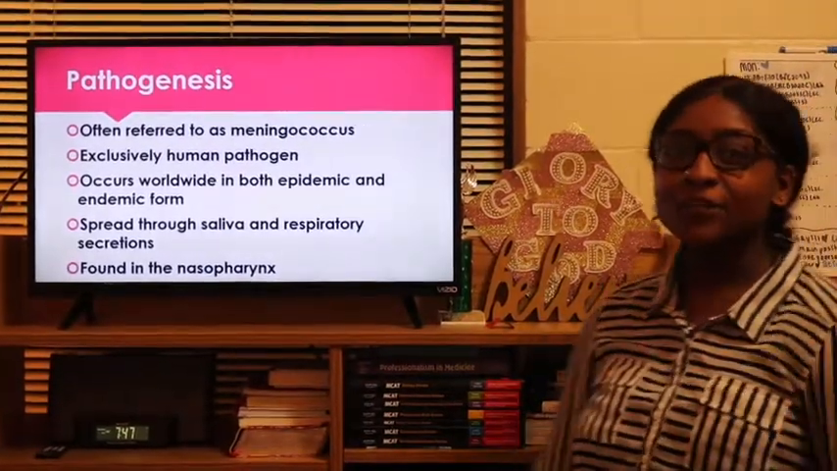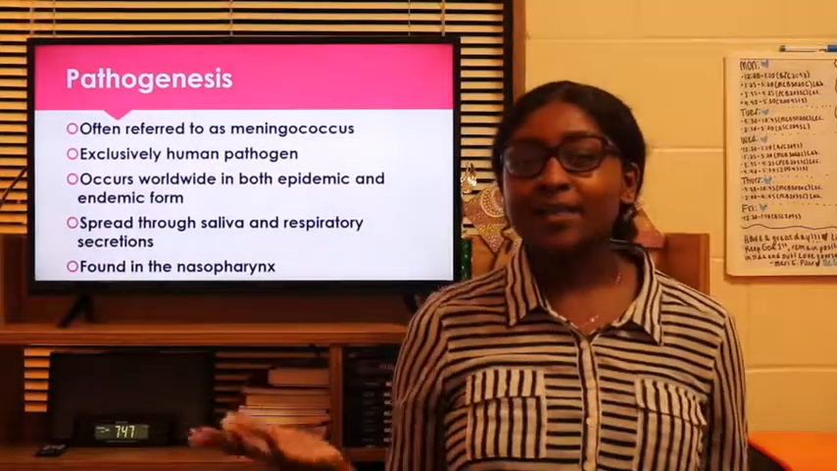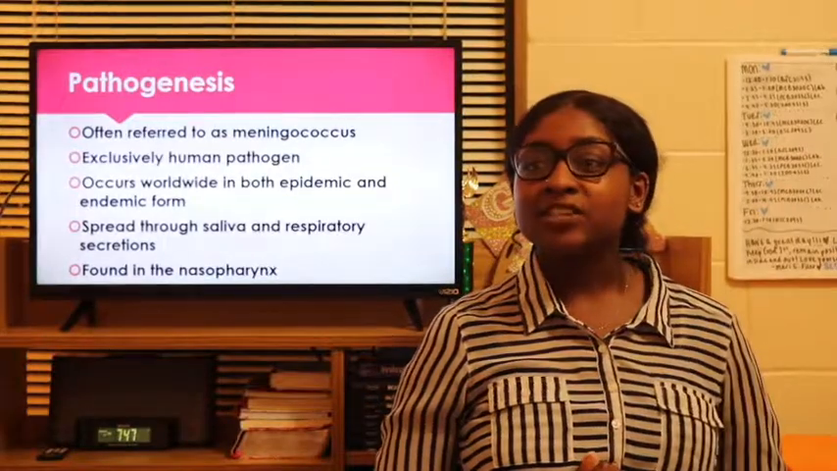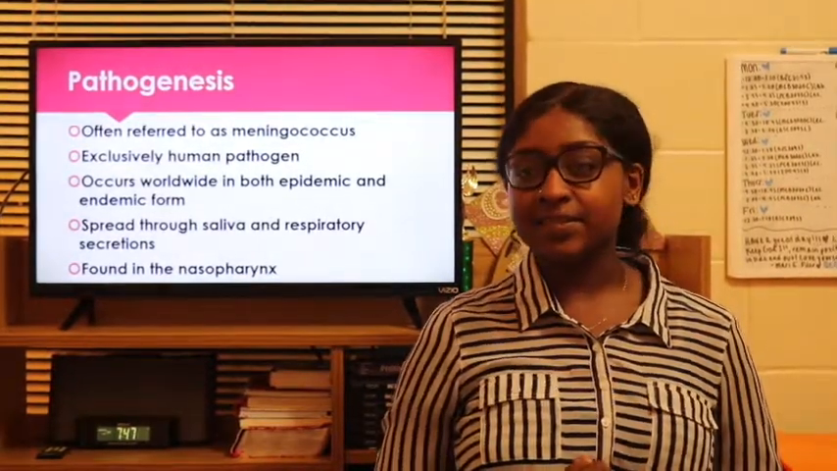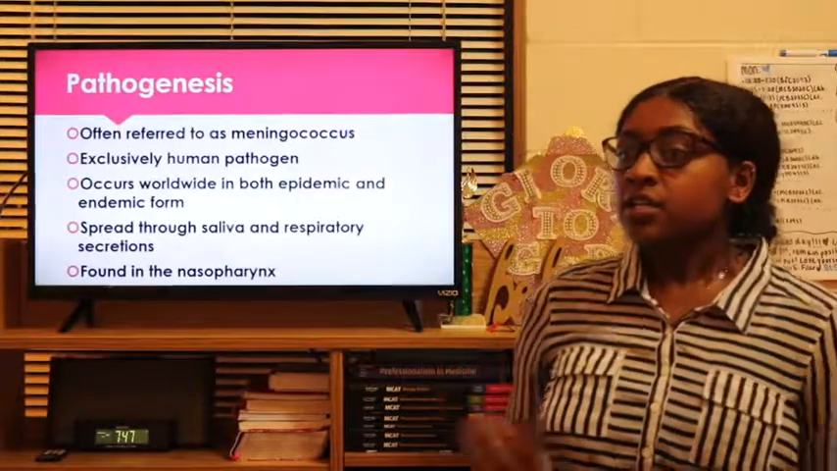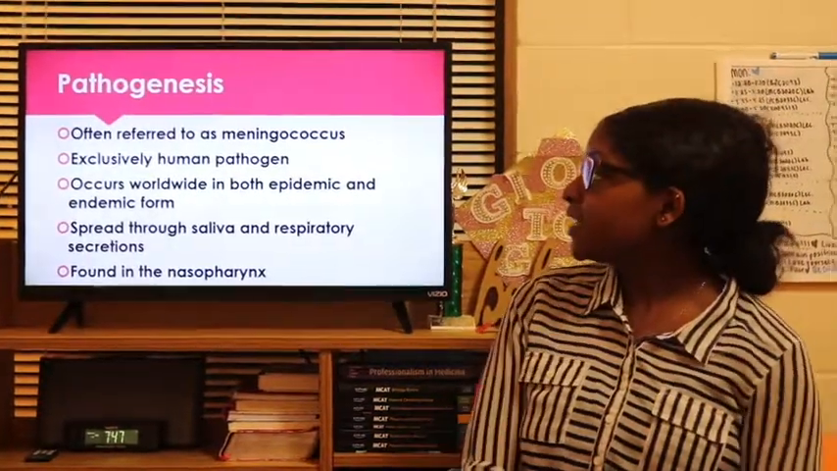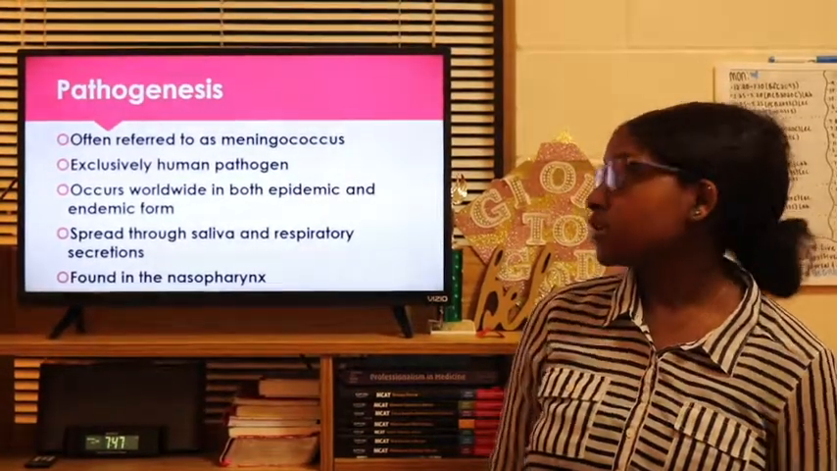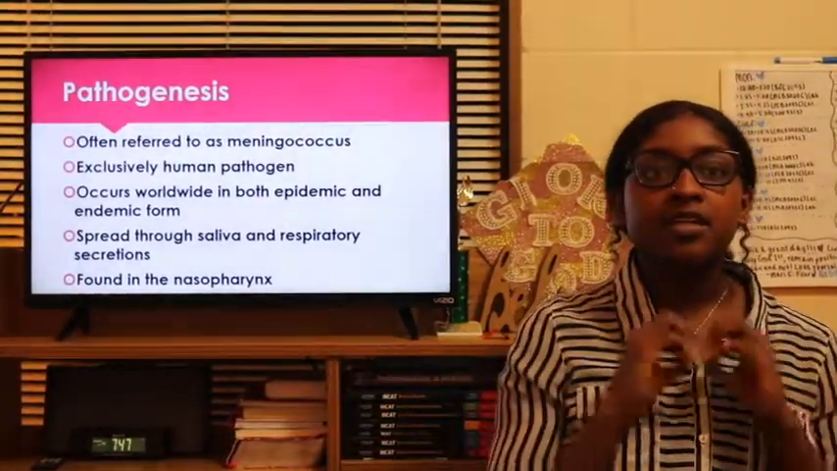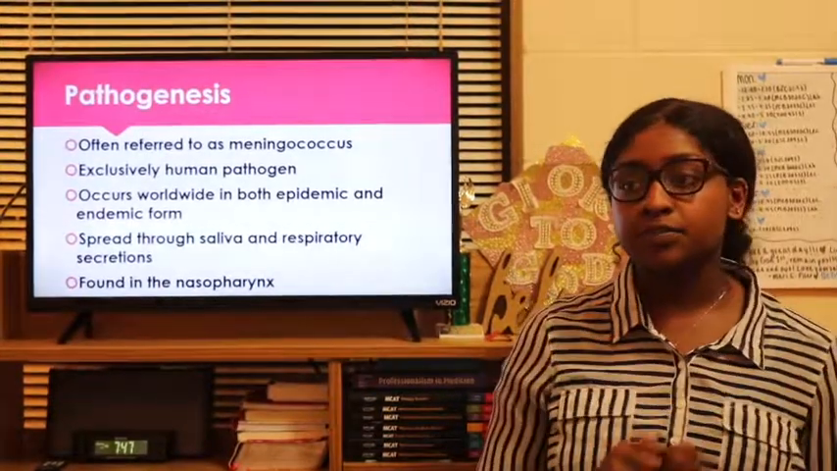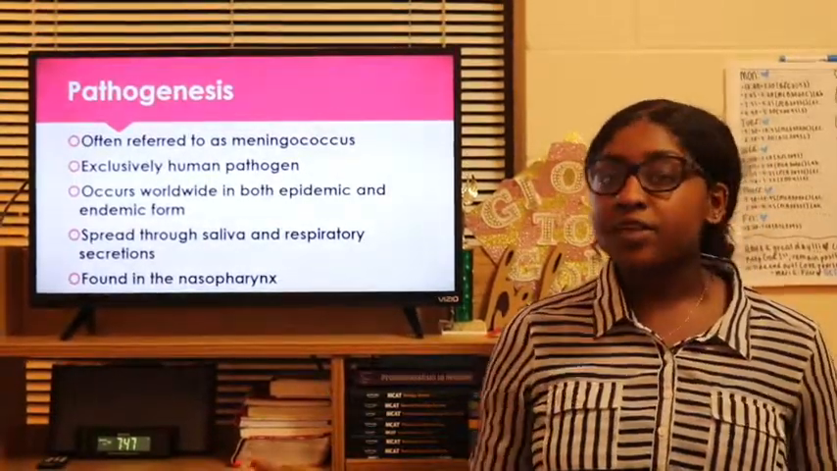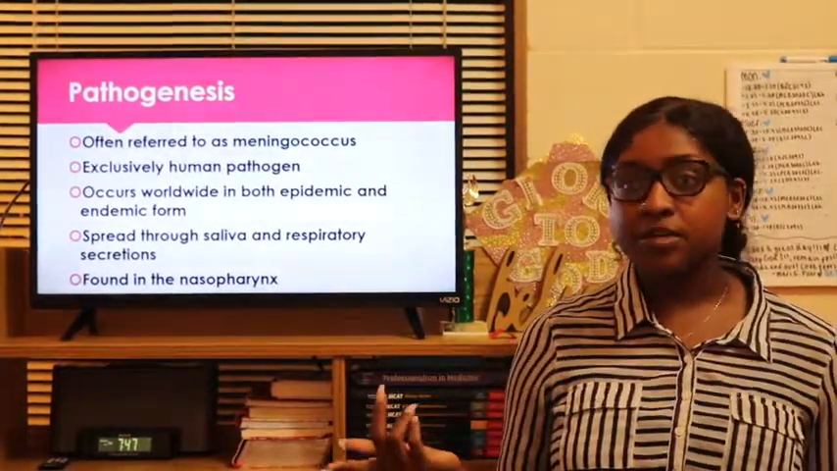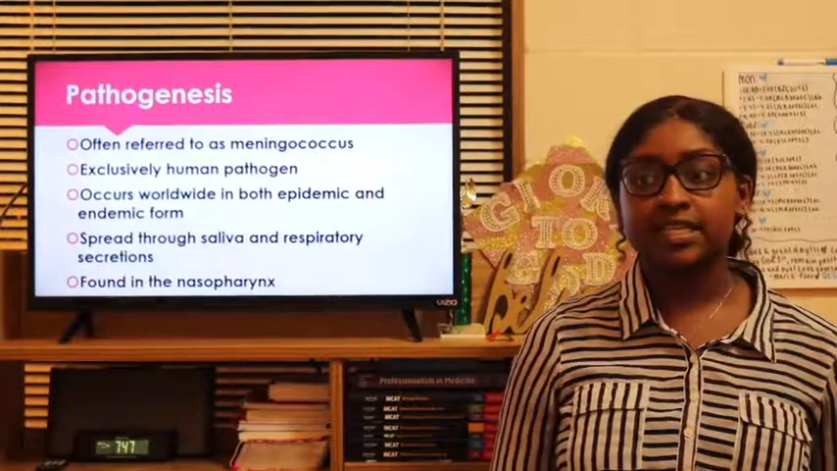All right, now moving along to talking about the actual pathogen in meningitis. We have pathogenesis, which is how a disease develops. So first off, N. meningitidis is often referred to as meningococcus. Coccus meaning the morphology, which is the round balls. It is exclusively a human pathogen, which means that it is only found in humans. It can't be found in any other organisms like animals, insects, etc.